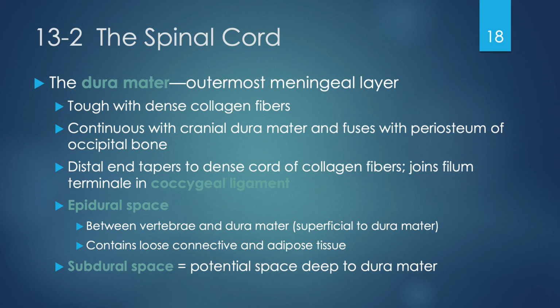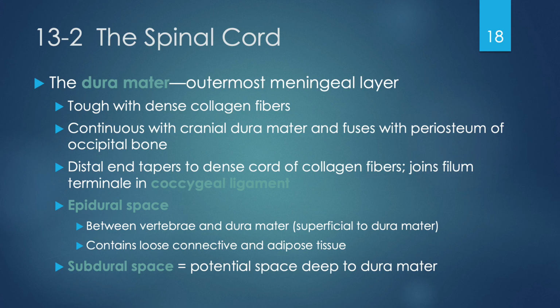The distal end of this is going to taper down, and that dense cord of collagen fibers is going to join the filum terminale, which, as you remember from before, is at the most caudal end of the spinal cord, and it becomes the coccygeal ligament, so that way it anchors the most caudal aspect of our spinal cord down.